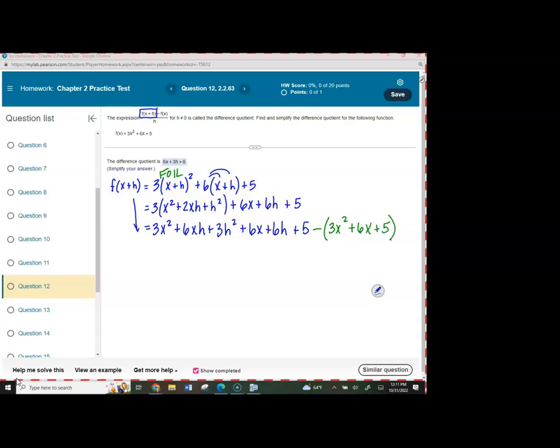All right. Now I can distribute the negative. So this comes down and I got minus 3x squared minus 6x minus 5. So I can cancel 3x squared, cancel minus 6x plus 6x, plus 5 minus 5. So I'd be left with 6xh plus 3h squared plus 6h, all over h.